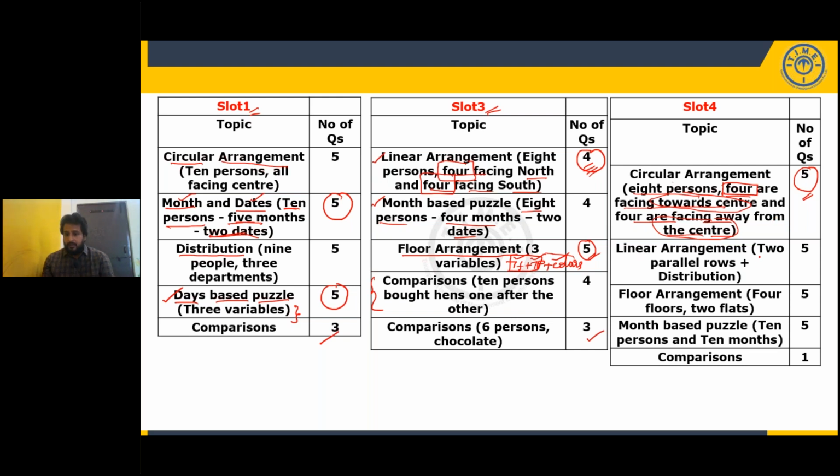Now, even this one is a surprise for us. Linear arrangement is given, two parallel rows are given, it is fine. But an extra variable is given. Generally, they will give you a linear arrangement, two parallel rows with 5 or 6 or 7 persons. But this time they have also given an extra variable. Each of them likes a different fruit.